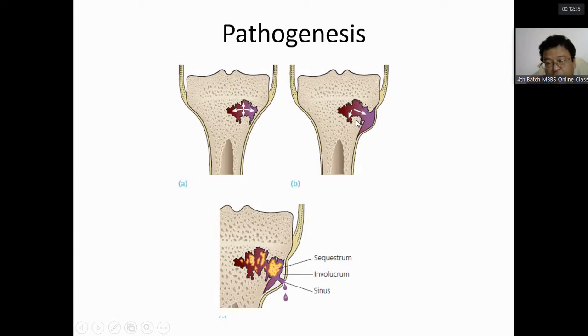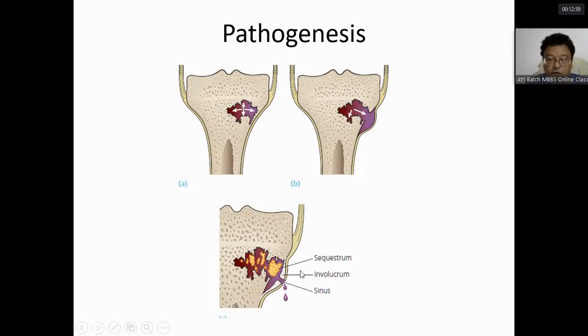Either give antibiotics and the symptoms subside, or you make some drill holes and percolate, remove the pus. Then it stops, the disease process stops there. It doesn't go into chronicity. But if you're not able to do that and the disease process goes on, then it leads to chronic osteomyelitis, okay?